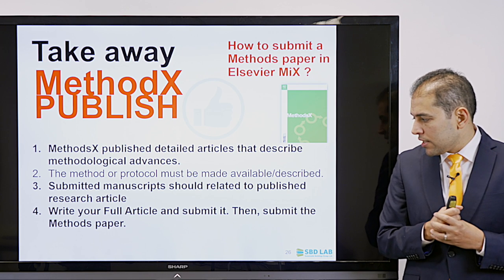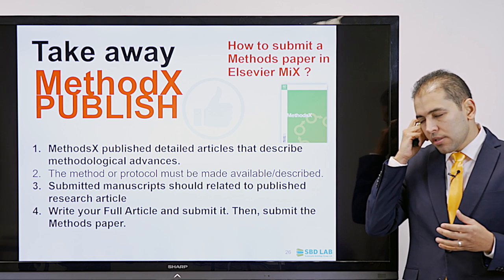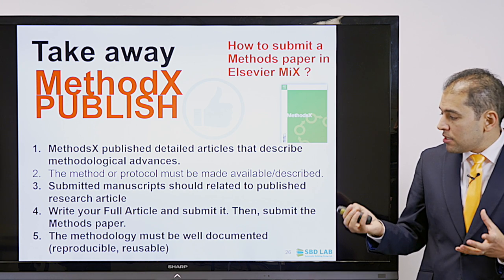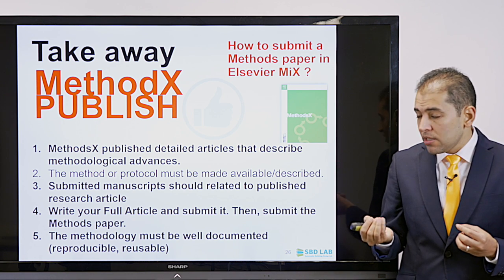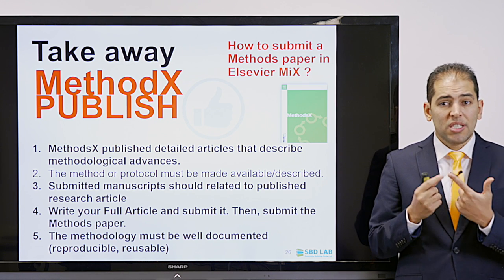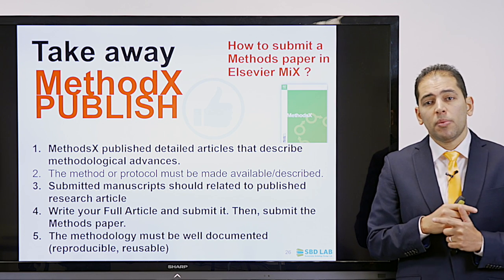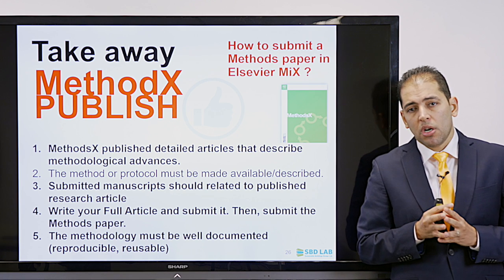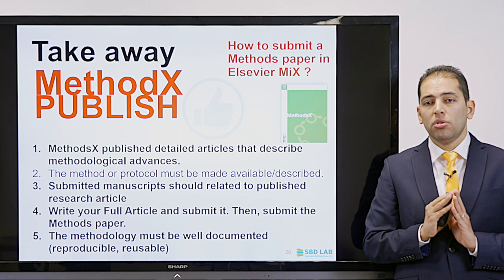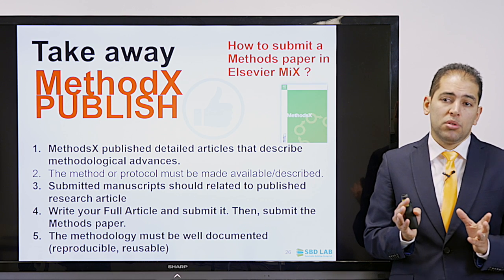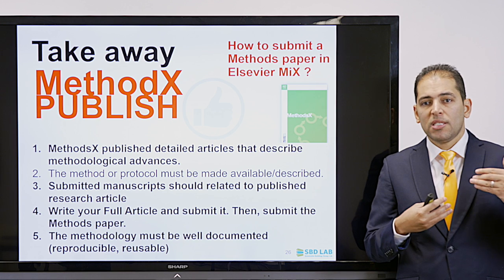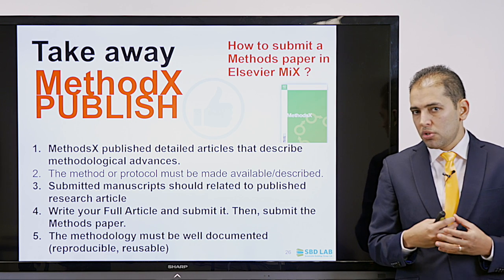Write your full article and submit it, then submit the method paper. This is exactly what I was saying. And here, the methodology must be well documented and allow for reproducibility and reuse. This is very important because many people just submit method articles and you cannot understand how the work was done and how it could be replicated or reproduced. So make sure that reproducibility is very present and there are systematic ways that others can reproduce the work.